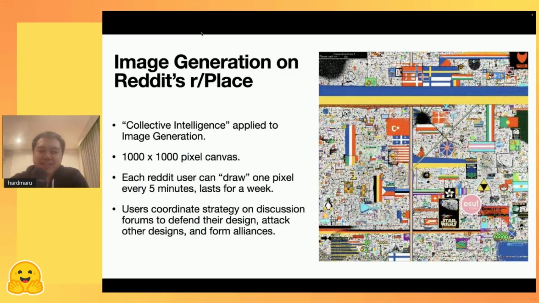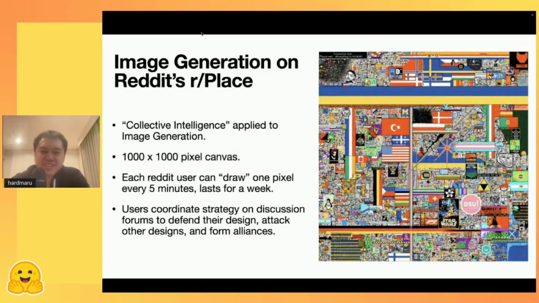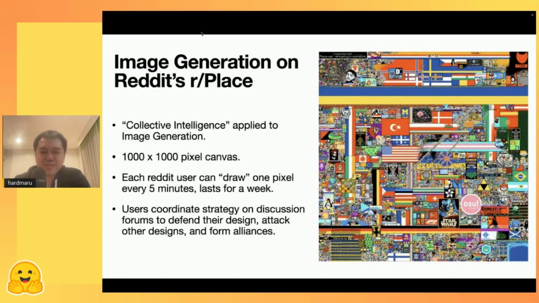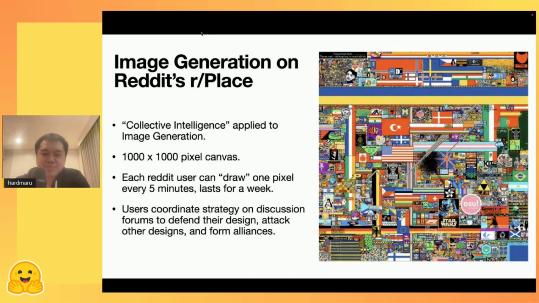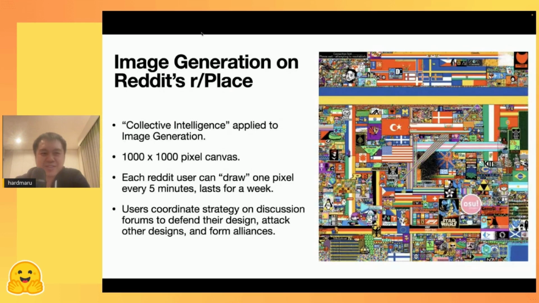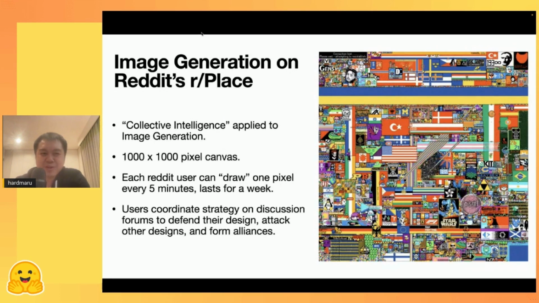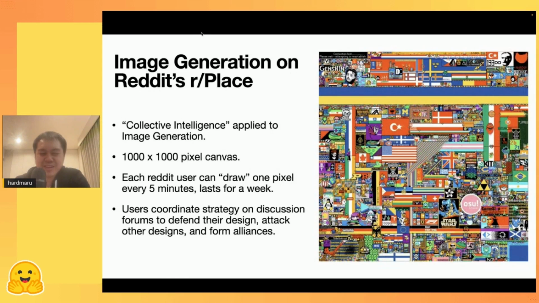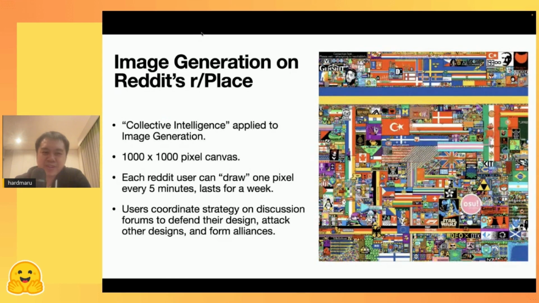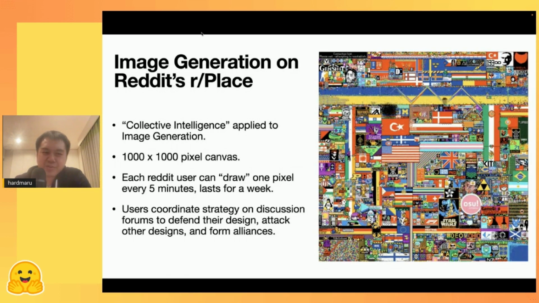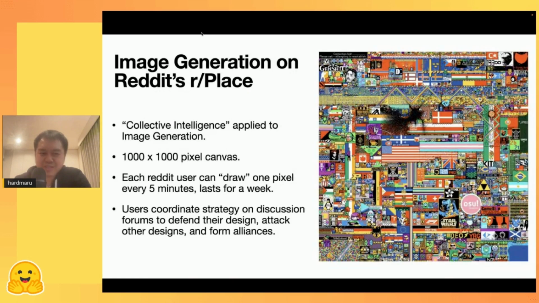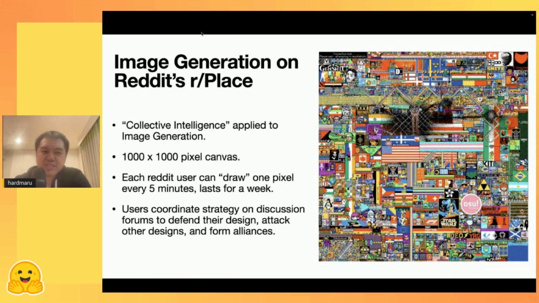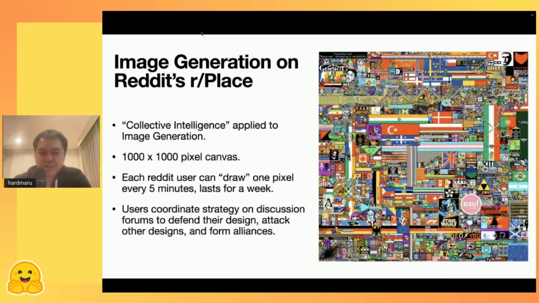When I think about image generation from a collective intelligence perspective, we can think about GANs or VAEs or Stable Diffusion. But one experiment I really like is the image generation experiment using humans as an algorithm on Reddit, the r/place experiment. If you haven't heard of r/place before, it's basically collective intelligence applied to image generation. It happens around once a year on some years, and they set up a 1,000 by 1,000 pixel canvas. So there's a million pixels, and each Reddit user is only allowed to draw one pixel every 5 minutes, and the entire experiment lasts for a week.